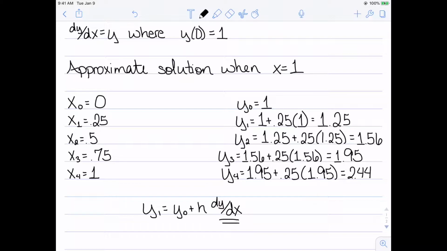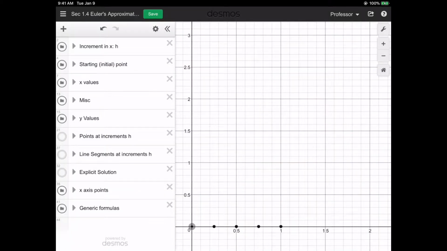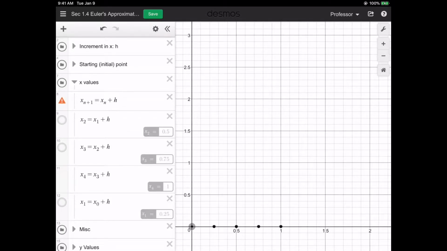And while that did solve our problem, let's look at a visual of exactly what it is that we did. So here I have Desmos, and I've done a lot of work setting this up beforehand, but we start with these points on the x-axis. This is how I increment it up. I have 0, 0.25, 0.5, 0.75, and 1. So these are just my x values and the way I've incremented up. And we can see how we did that here. We just progressively took the previous point and added our h value, which was 0.25.